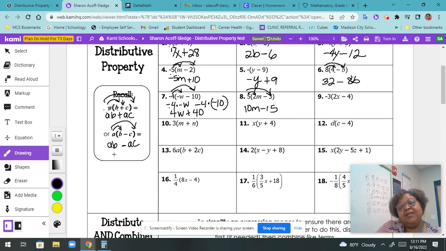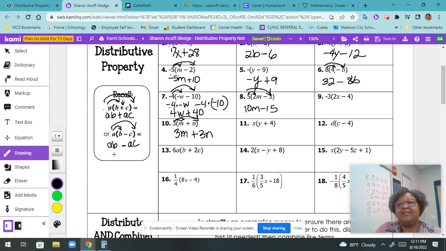Let's do this one here. 3 times m plus n. Oh, this reminds me of a graduate math class. We had to do these proofs with m plus n, and they mean specific things. Okay, so 3 times m is 3m, and then 3 times n is 3n. Right. Now let's do this one.